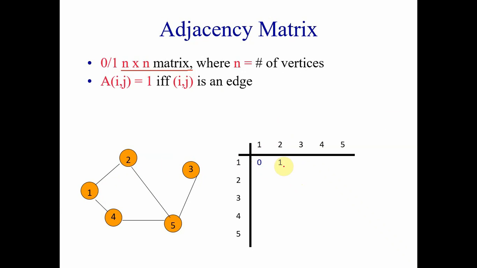1 is connected to 2, so it contains a 1. 1 to 1, you just ignore it and keep it 0. Between 1 and 3, no edge, therefore it is 0. 1, 4 has an edge, so it is 1. So on and so forth.